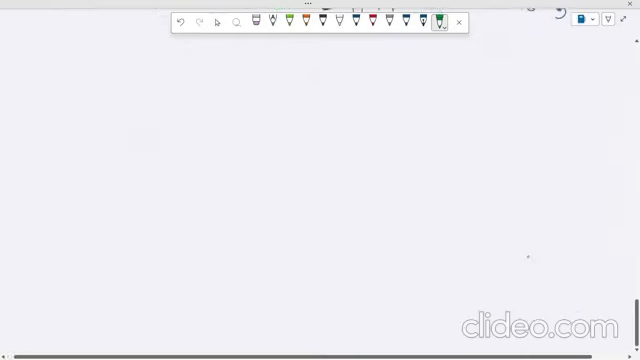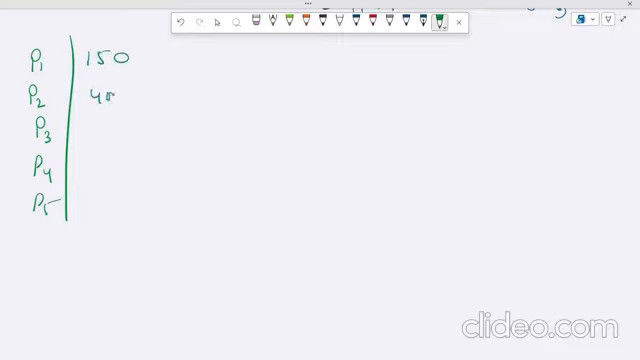Okay, question, and then we are good to go for the next part. So we have processes P1, P2, P3, P4, and P5. We have 5 processes of these sizes: P1 is a process of size 150 MB, P2 is 400 MB, P3 is 270, P4 is 180, and P5 is 50.